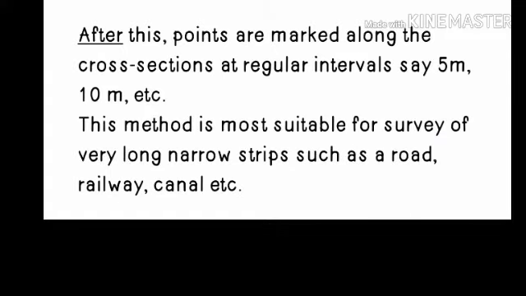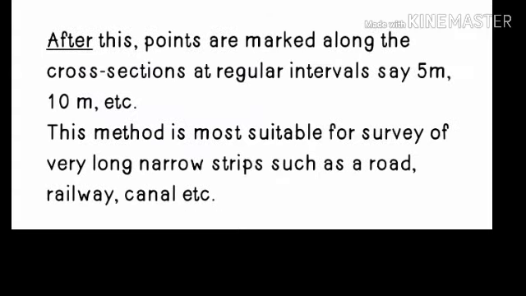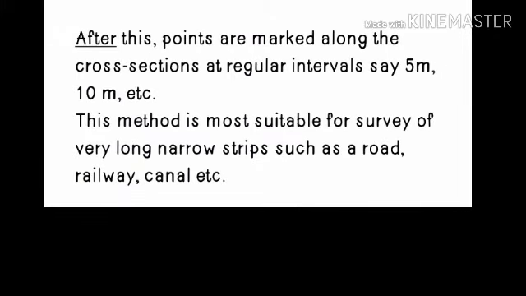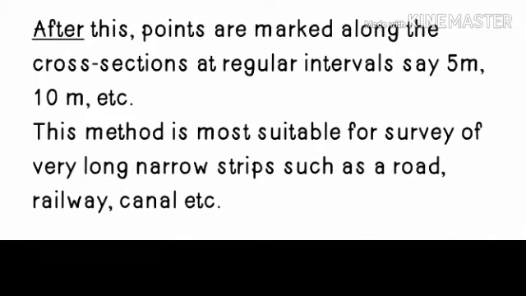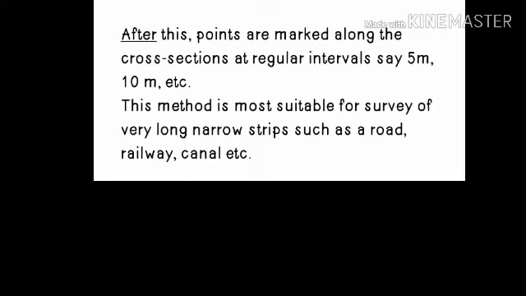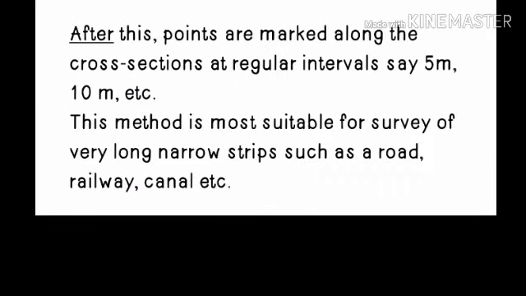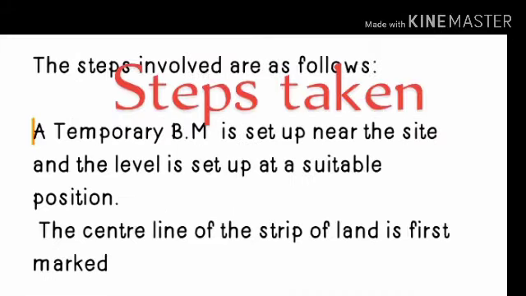After this, points are marked along the cross sections at intervals, say 5 meters, 10 meters, among others. This method is most suitable for survey of very long, narrow strips, such as a road, a railway, canal, etc.